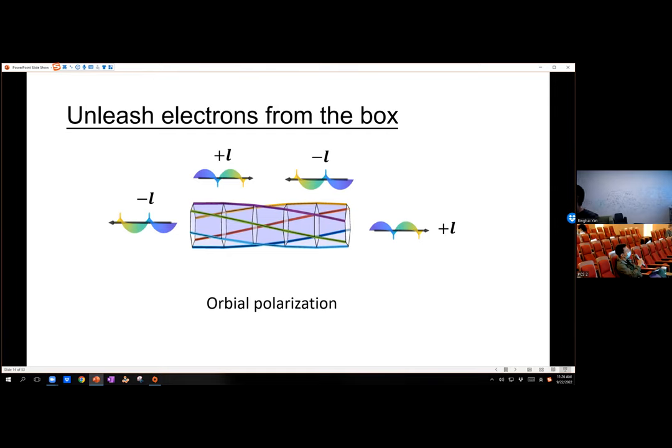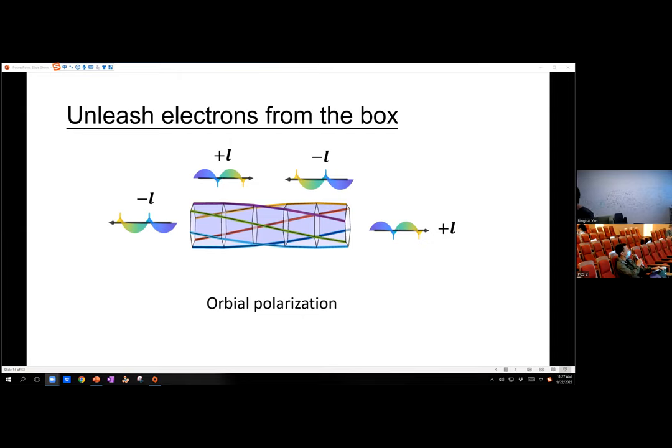I understand your claim, but you never wrote down a Hamiltonian, so I don't understand. You wrote down a wave function, but you didn't justify that the wave function is the eigenstate of any Hamiltonian. You wrote down a wave function, which is a linear combination of plane waves, but you never explained that this wave function is, say, an eigenstate of a Hamiltonian of this so-called chiral box. So I'm not sure. I understand.